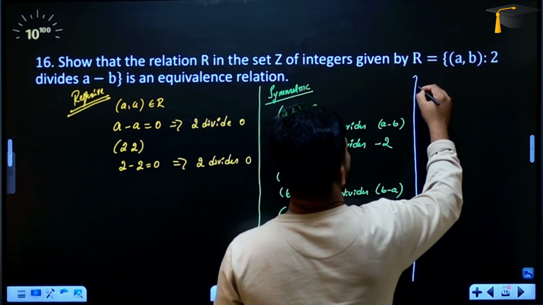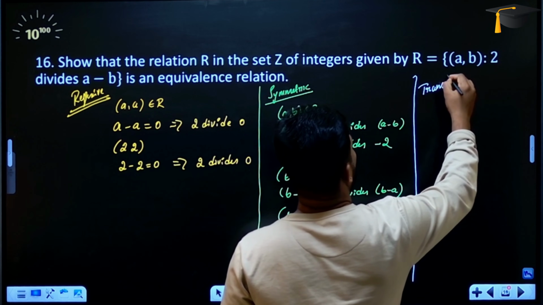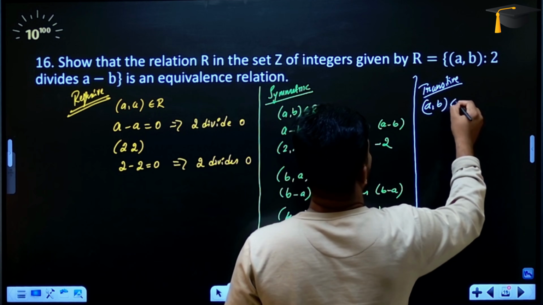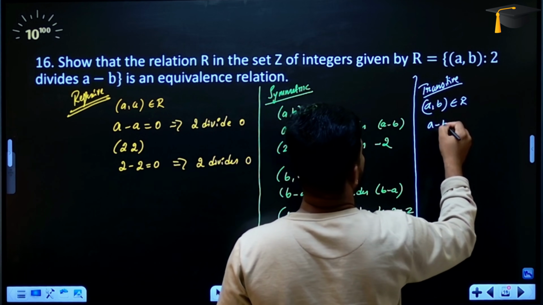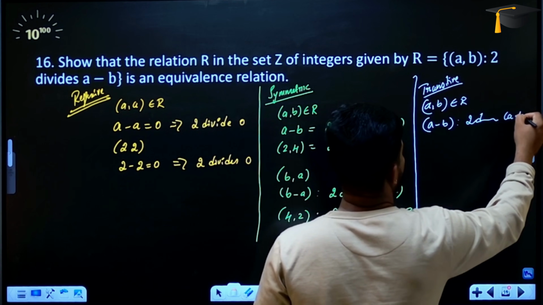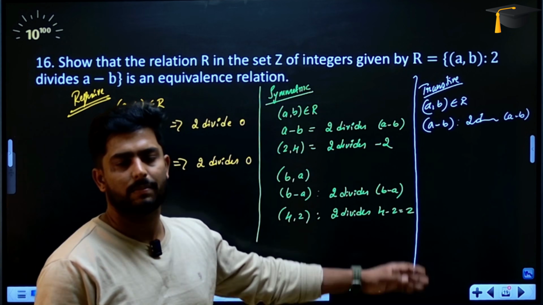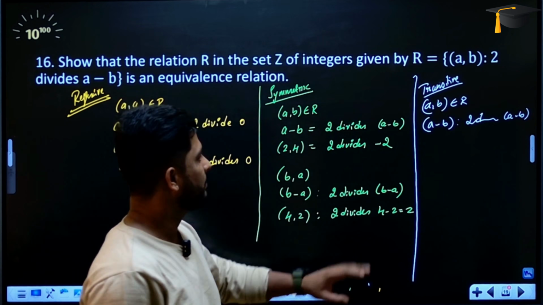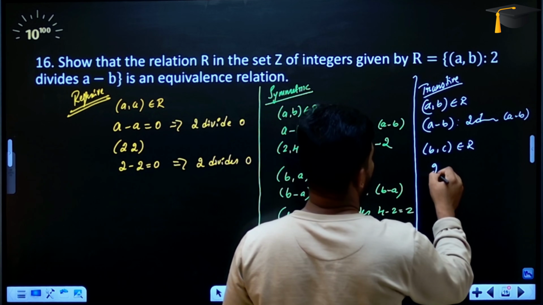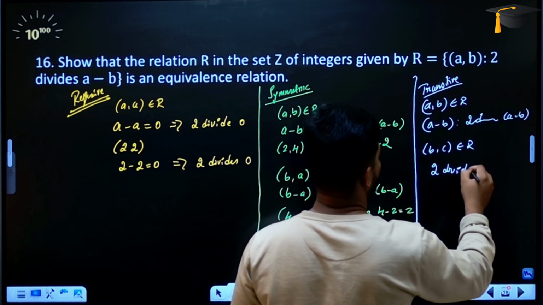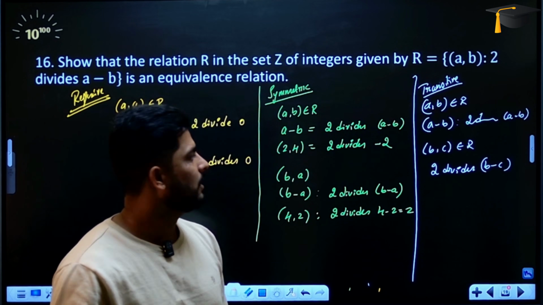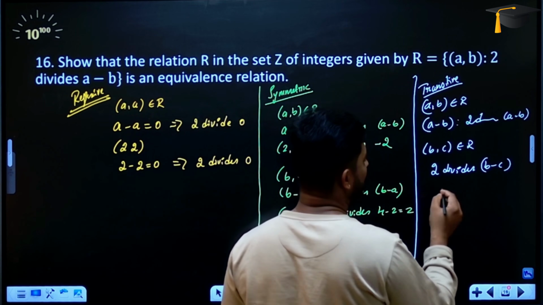Okay, so for transitive, a, b belongs to R because 2 divides a minus b. Just write 2 divides a minus b. So one example is 2, 4. You can give that example. Next, b, c belongs to R because 2 divides b minus c. So take 4, 6 itself. Now when you do the last step, children, do this.